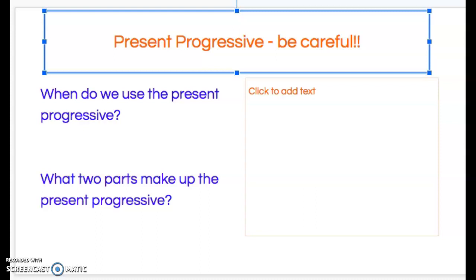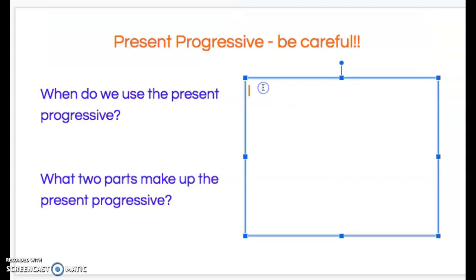So you have to be really careful with this tense because in English, we use this tense all the time. In Spanish, we only use this tense if something is happening at the moment. So, for example, está lloviendo. It is raining right now. Or está nevando. It is snowing right now. It has to be happening right at the moment to use the present progressive in Spanish. In English, we use it all the time.